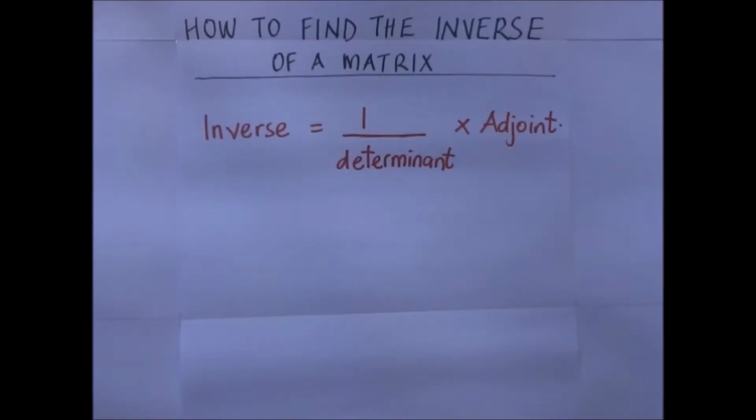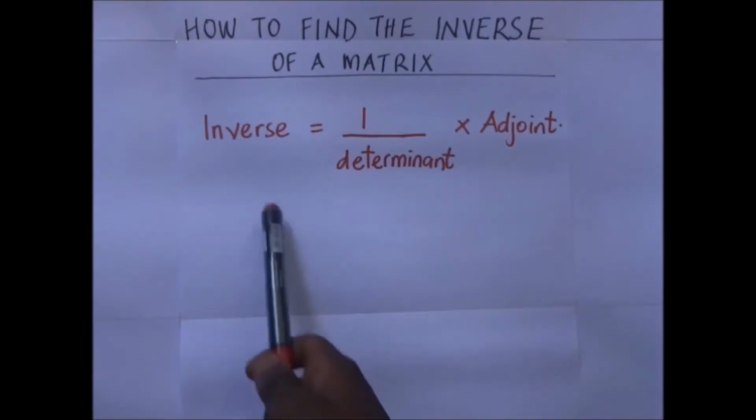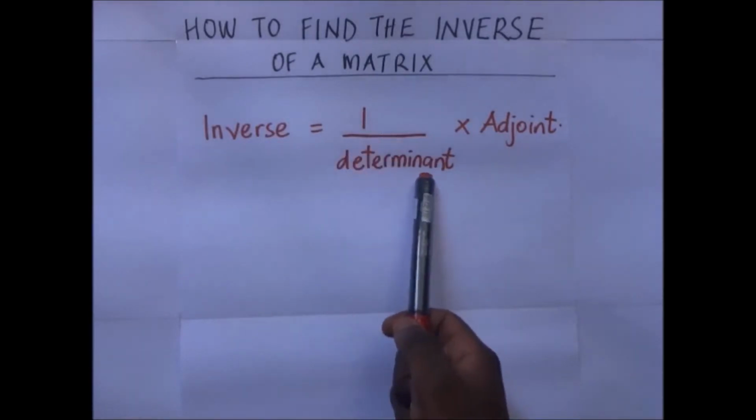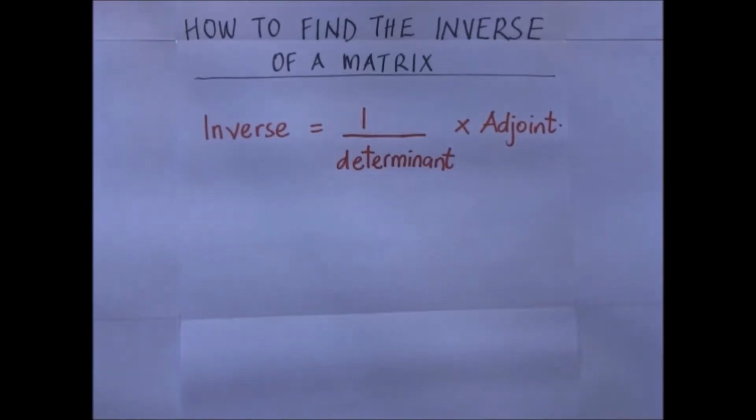How to find the inverse of a matrix. When we are asked to find the inverse of a matrix, it's like they're asking us to find the reverse of a matrix. And the formula for finding the inverse of the matrix is 1 over determinant times the adjoint.